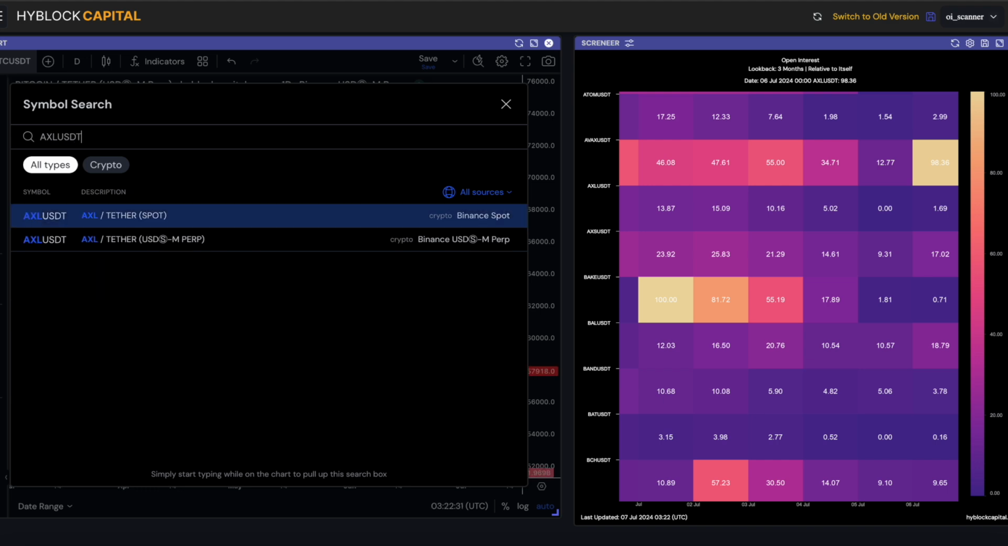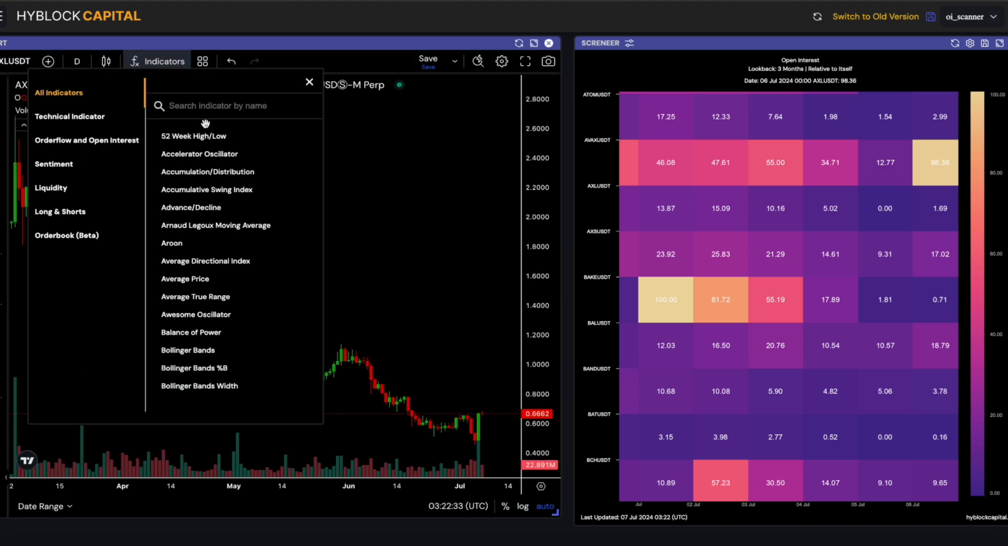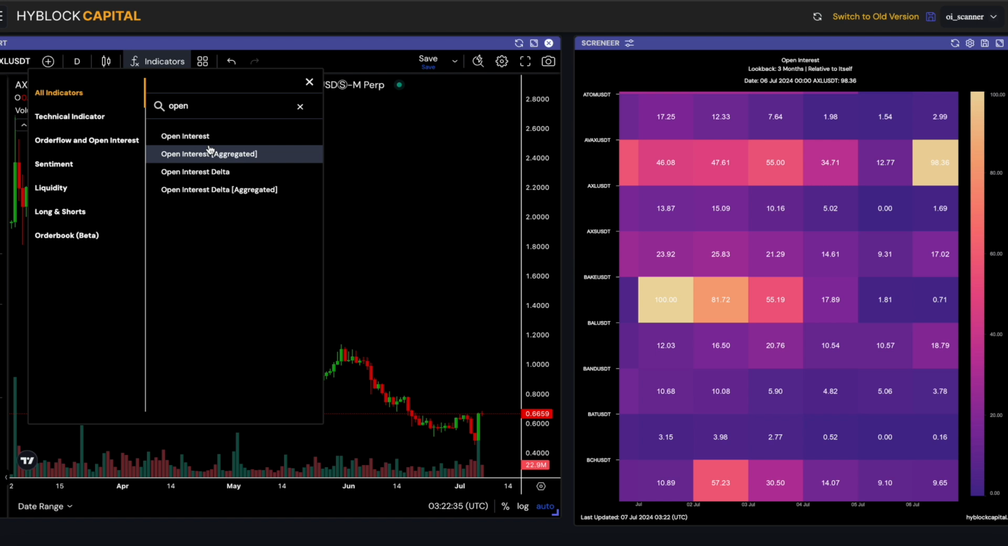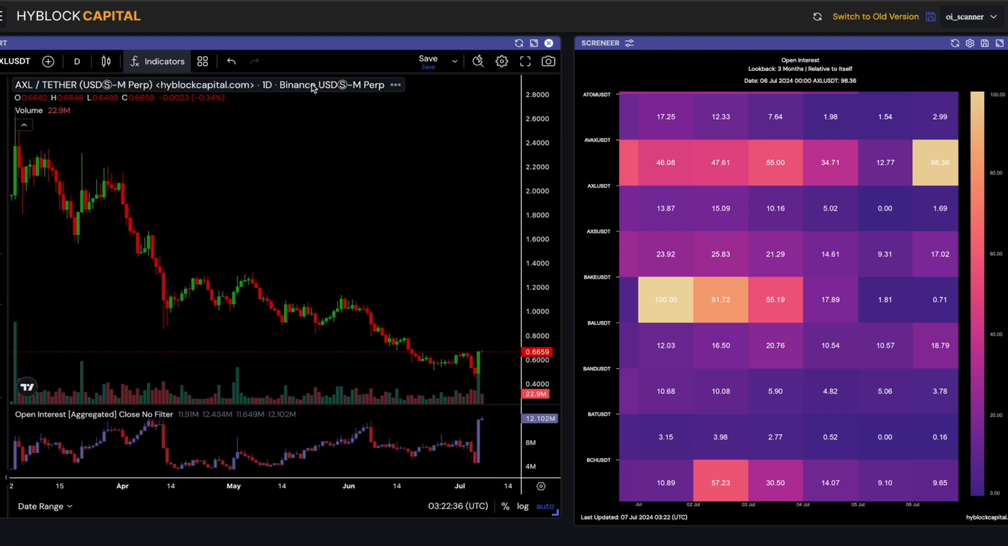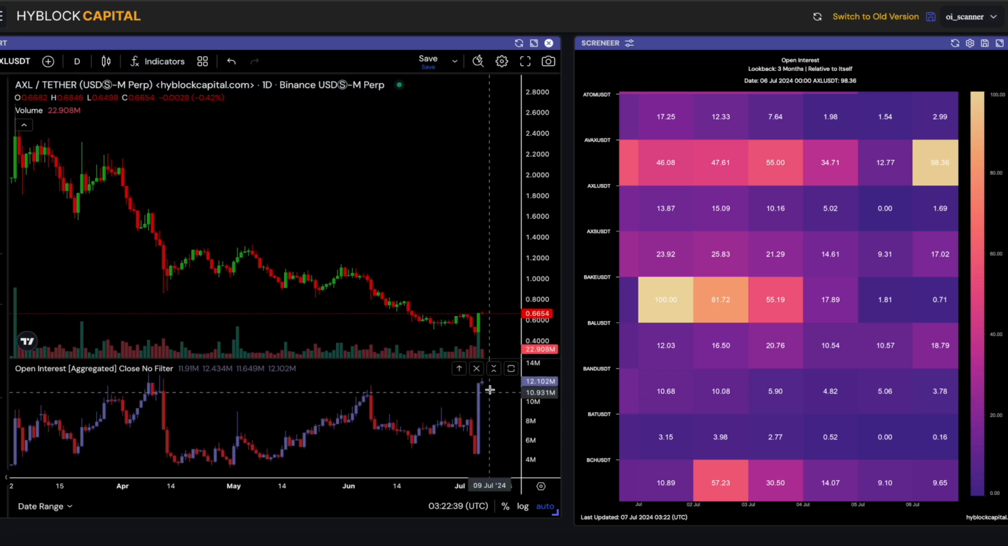To further illustrate this, let's view AXL on the chart widget and select the open interest indicator. As we can see, although the open interest for AXL is relatively small compared to the entire market, ranging around 5 to 10 million, there's a noticeable spike from approximately 4 million to 11 million in just one day. This is one of the largest increases in its history.